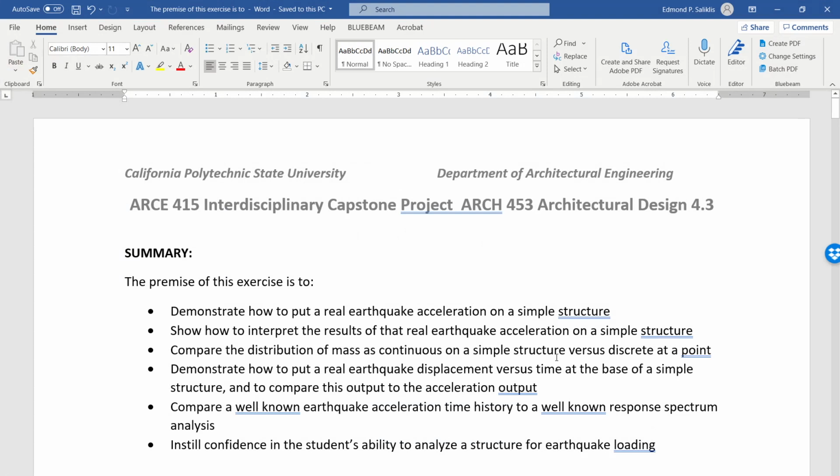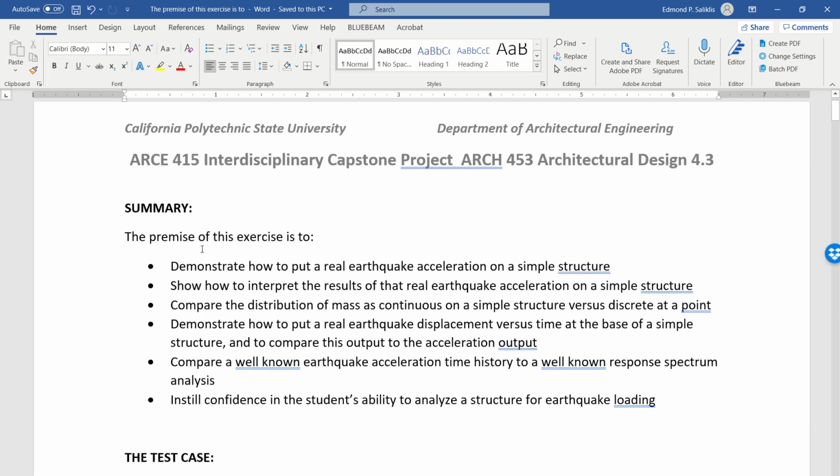Here is a tutorial and I'm starting with the summary. The summary is important because I want you to get the big picture. So what is the premise of this exercise? First of all, to demonstrate how to put a real earthquake acceleration on a simple structure. And I am making this as simple as possible. Then, how to interpret the results. That is difficult and important.